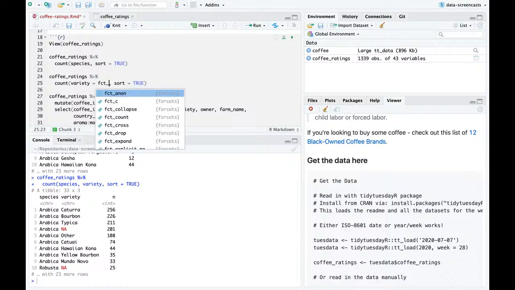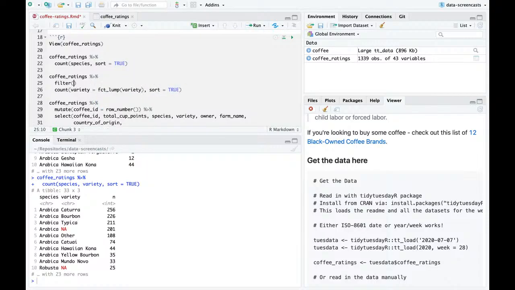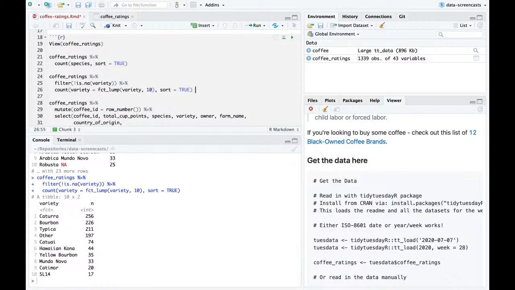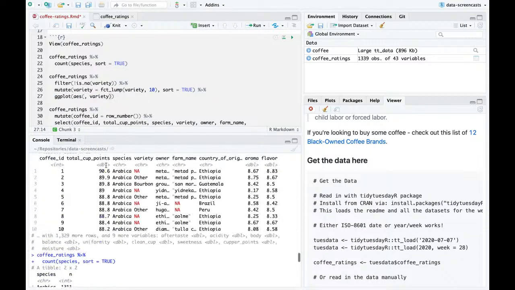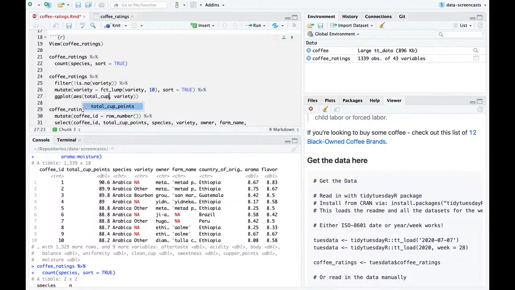What if I say fct_lump? What if I say filter not is NA variety, and fct_lump variety 10? Ten varieties, that could be pretty interesting. All right, and then how would I visualize that? I wonder, I could count it and get a bar plot. But I'd like to do something else. What if I said mutate variety is this, and look at how does variety affect the score, the total cup points.